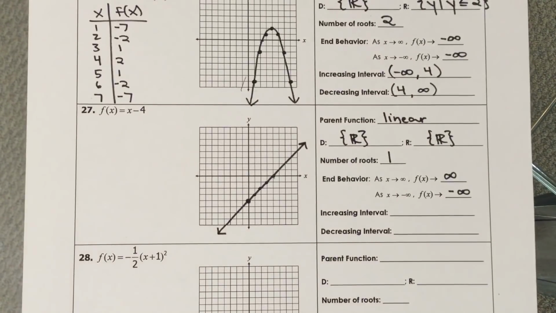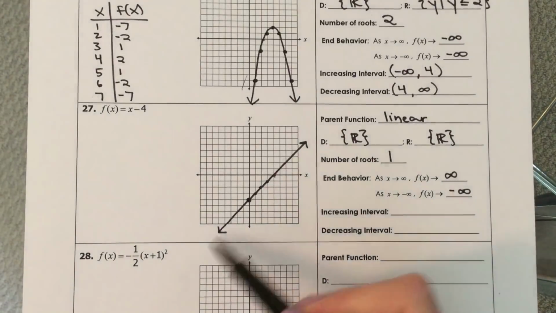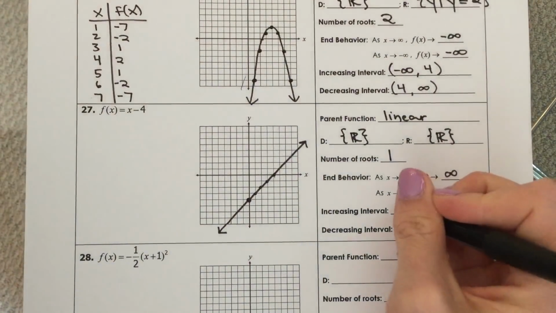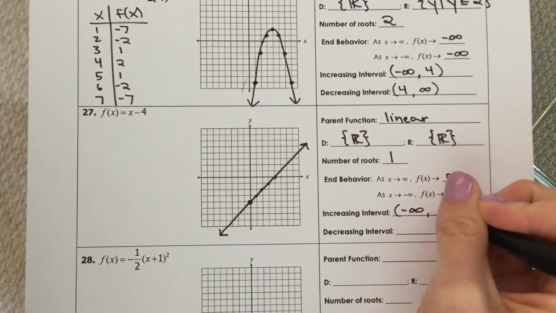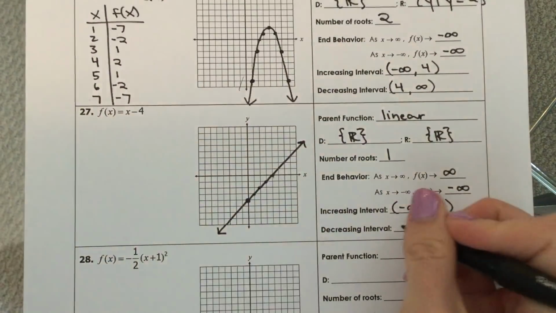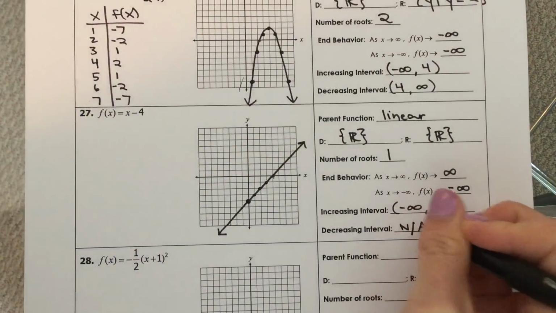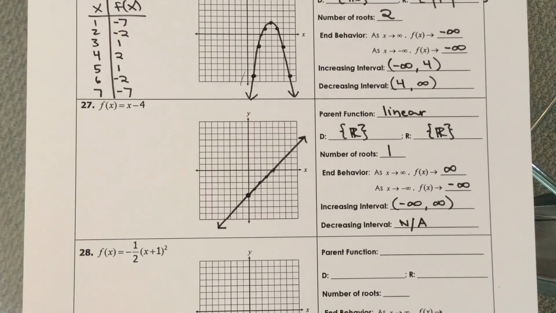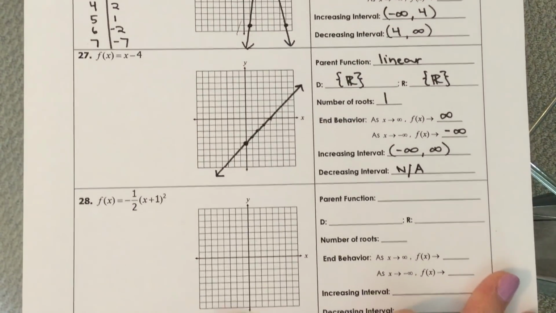And with lines, just like we talked about with 25, they're either all increasing or all decreasing. This one is all increasing. So we say it increases forever, and this is the set that we would write to say that it increases forever. And then it doesn't decrease at all. So we would just write that for the decreasing interval. Or you could do a little slash, something, or none, whatever you want to do.